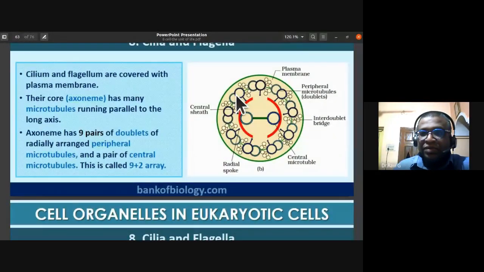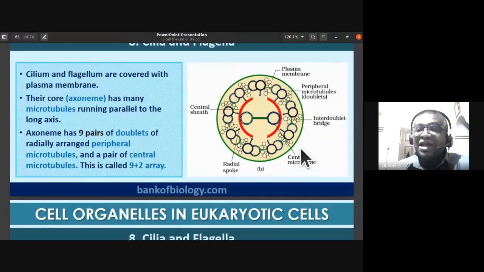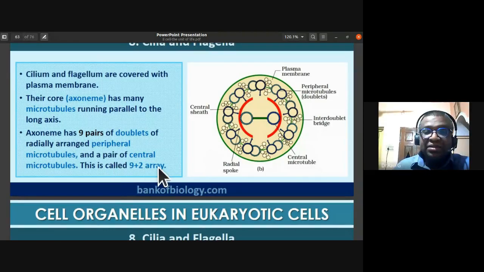You find 9 radially arranged peripheral doublets, and at the central axis you find a pair of microtubules. We call this type of arrangement a 9 plus 2 array. This is the axoneme, as you can notice.